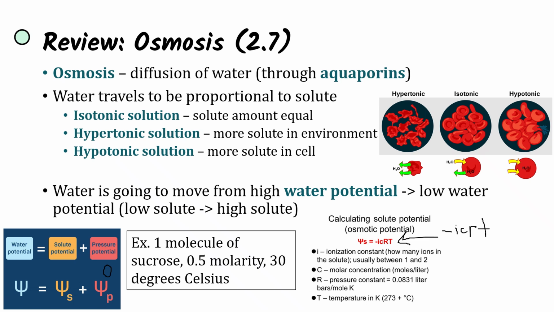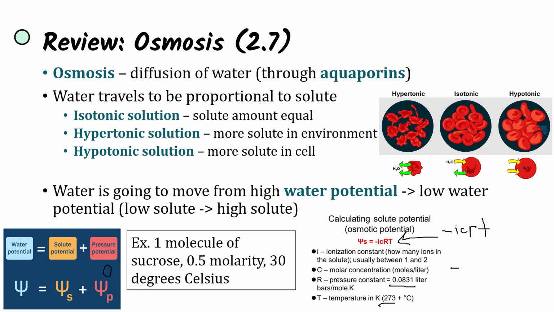There's going to be a pressure constant, which is always 0.0831. And lastly, the temperature in Kelvin, which is just the temperature in Celsius and adding 273. Now, both of these equations will be given to you, but you do need to know how to use them. So here we have an example. We're finding the solute potential of 1 molecule of sucrose at a molarity of 0.5 moles per liter at 30 degrees Celsius. So let's set up our equation.